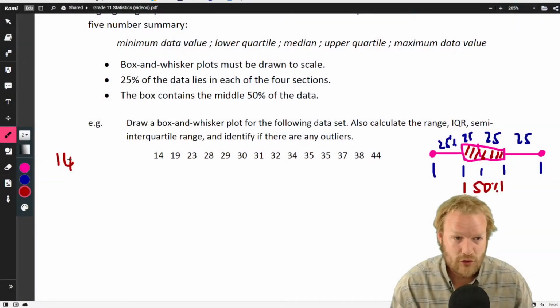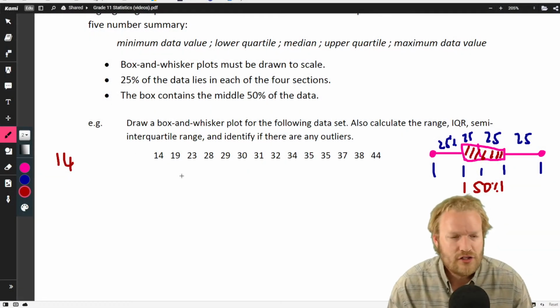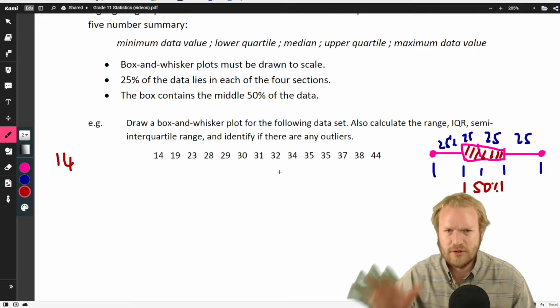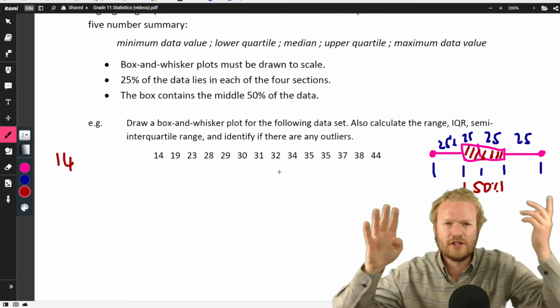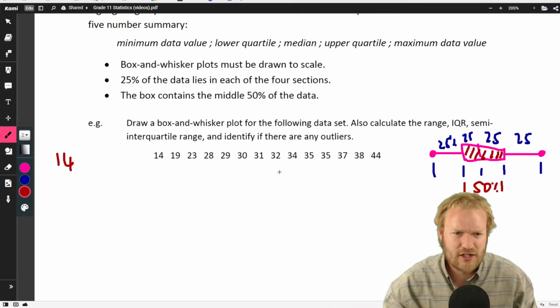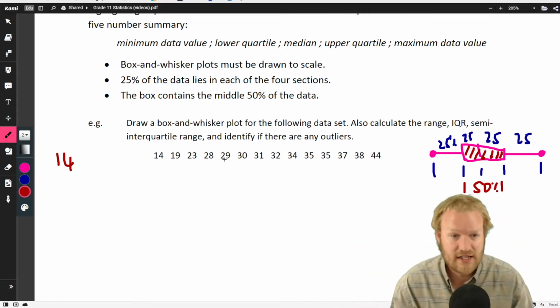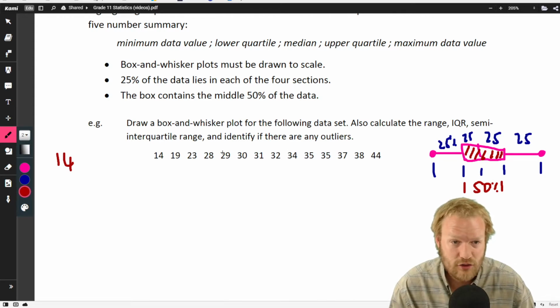Okay, so we've got an even number of data points. In this example, we've got 14 data points, we said. So we're going to have 2 data points in the middle. And with 4, we said it was 2 and 3. So with 14, makes sense, we're going to divide by 2. It's going to be 7 and 8. So 1, 2, 3, 4, 5, 6, 7 and 8.